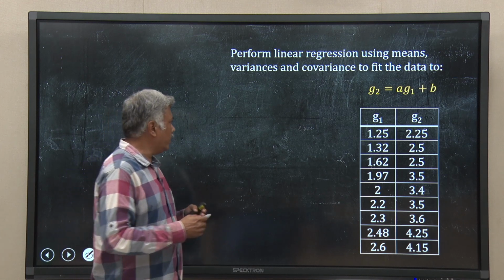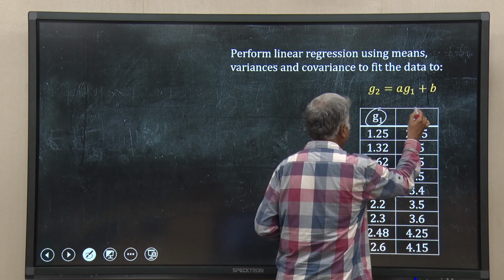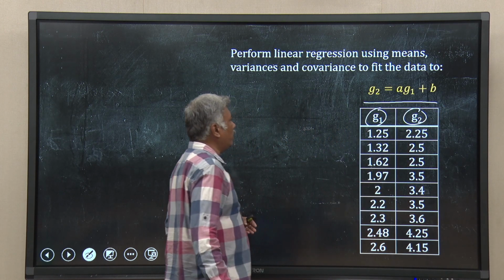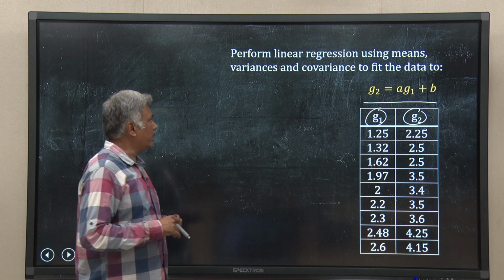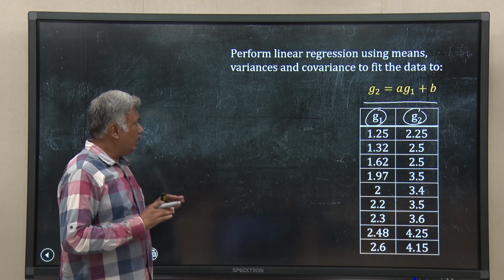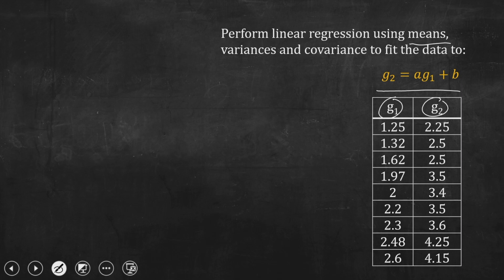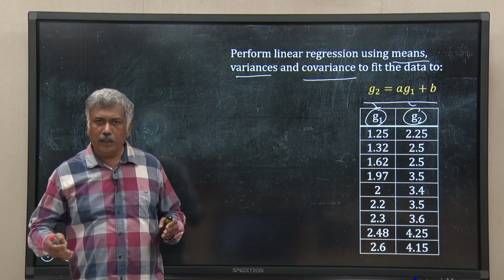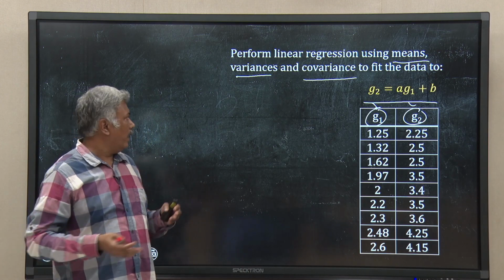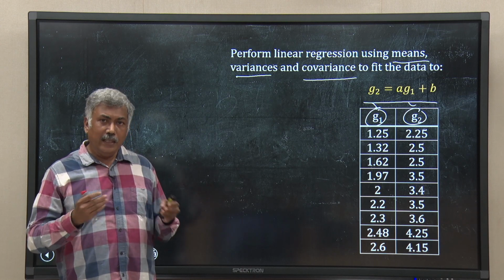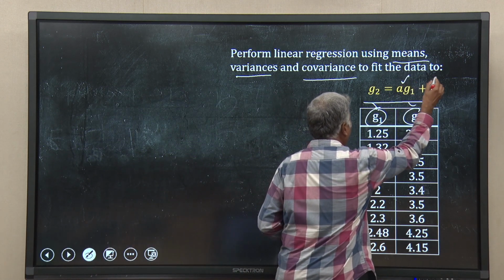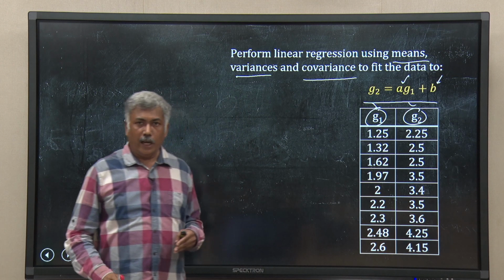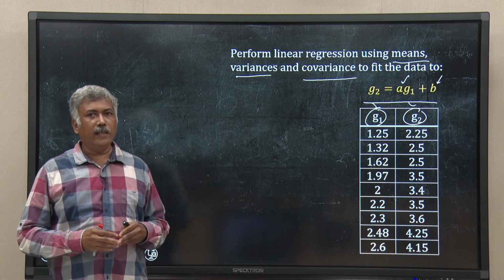What I want you to do for this particular data set, where I have data for 2 genes and I believe there is a linear relation between G2 and G1, is find the linear model, that means you fit this data to a straight line linear equation between G1 and G2 using means of these two data, variances and covariances. You can do it by paper and pen, you can do it on Excel, you can use R to calculate mean and variance and covariances, and then think about which formula you will use to calculate the value of A and B. I hope you will be able to do this job yourself.